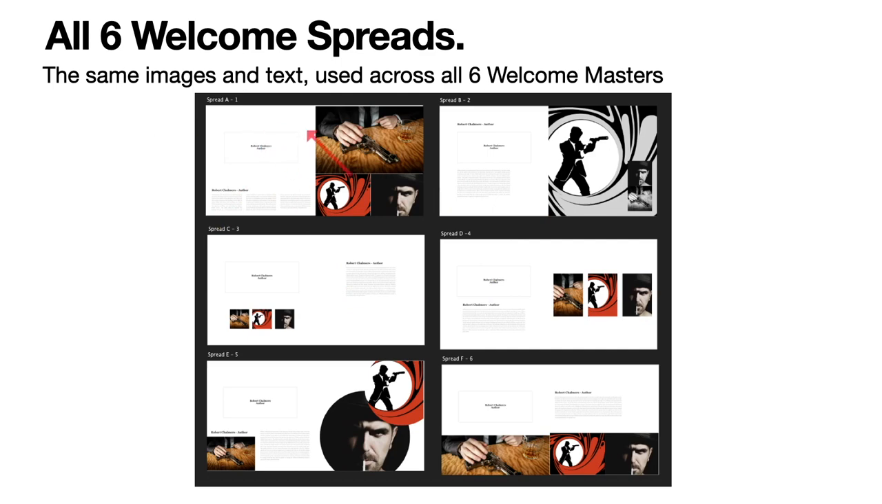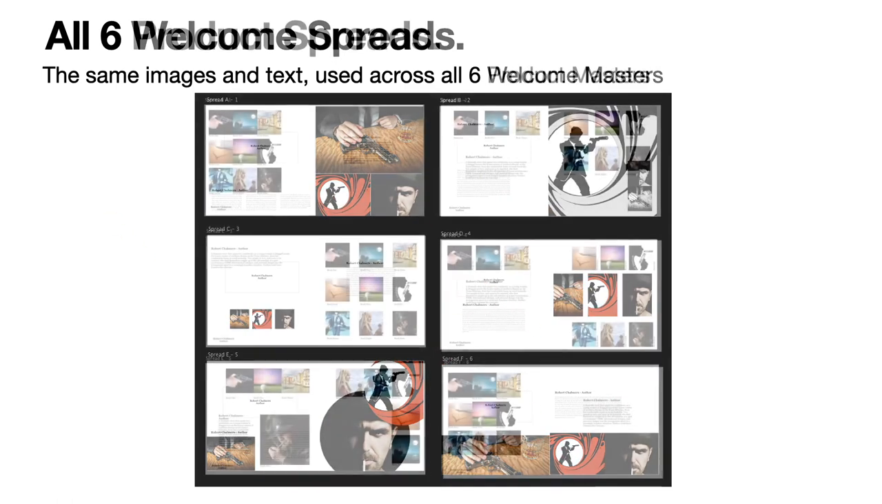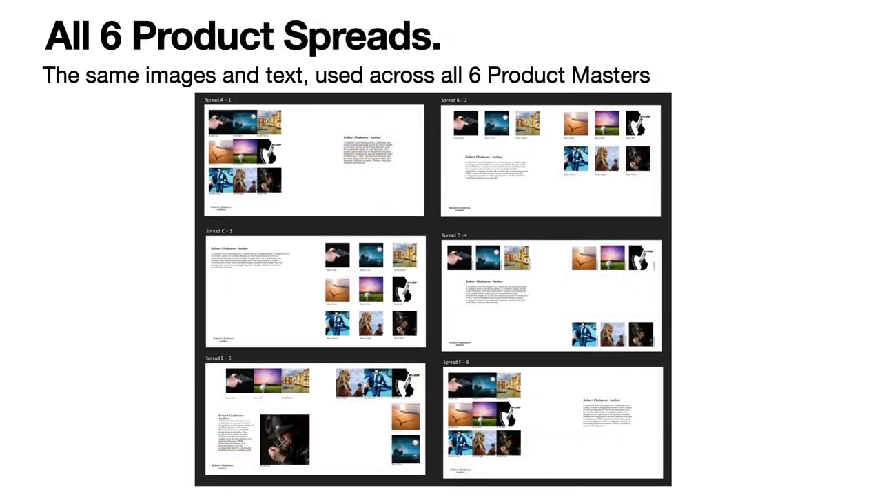Spread A, 1, 2, 3, 4, 5, and 6. They're the front pages, the possible front pages. Master A, Master B, Master C, Master D, Master E, and Master F. These will be related to your 6 product pages. Product A, Product B, Product C, Product D, Product E, and Product F.